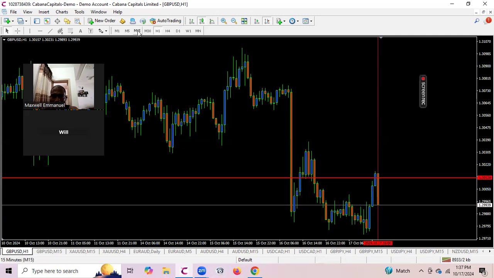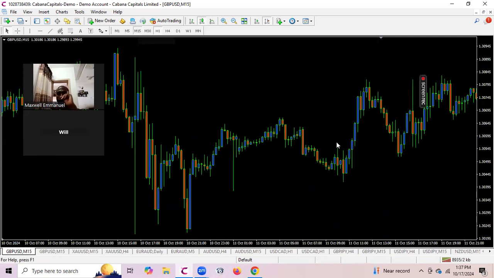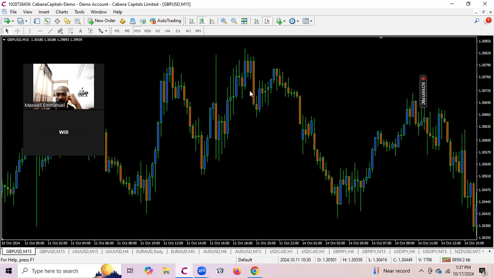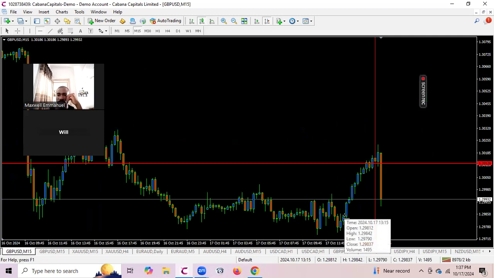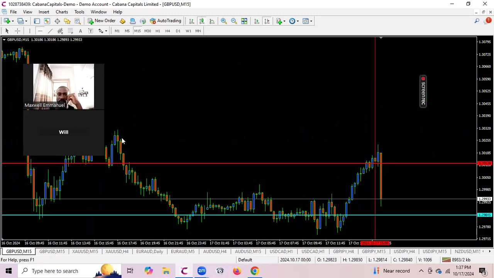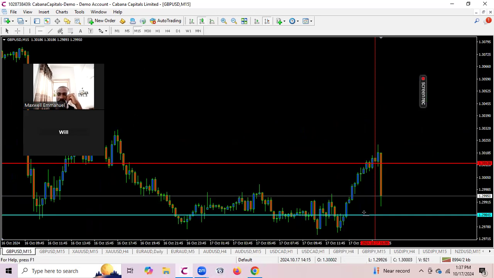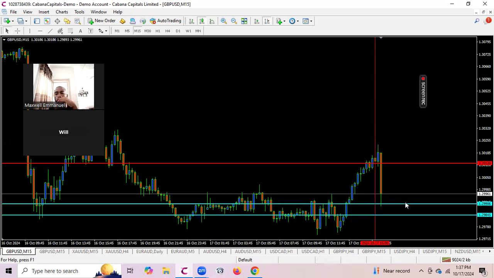Let's go down to 15 minutes. I think a fair value gap was created, and probably price will fill that fair value gap before going bullish. You can see this fair value gap that was created before the news was released. I was expecting GU to pull back and fill this fair value gap before going bullish. You can see they've not filled it entirely.